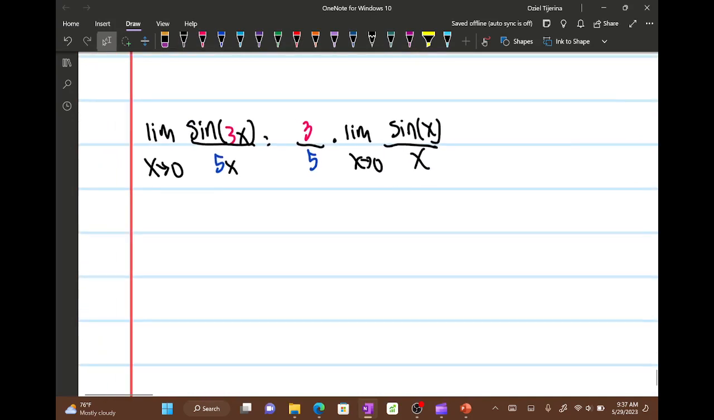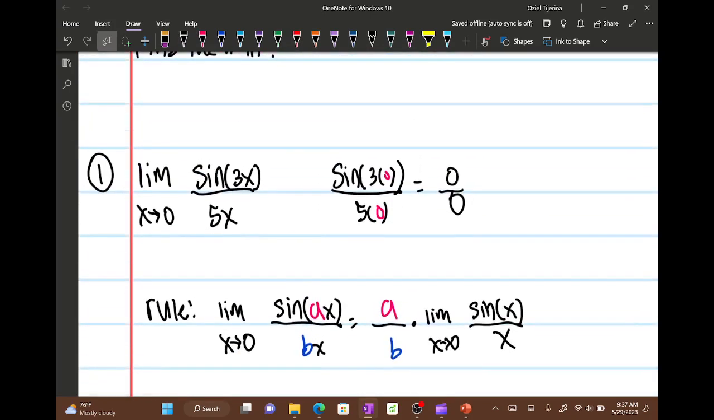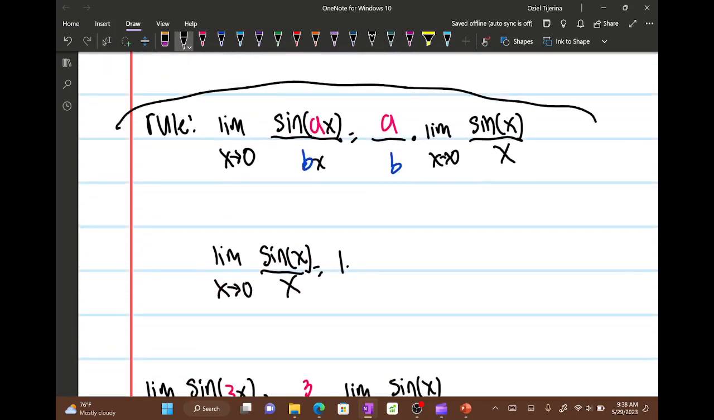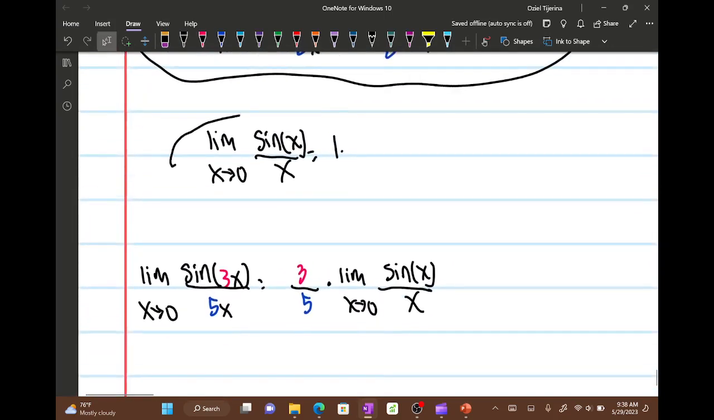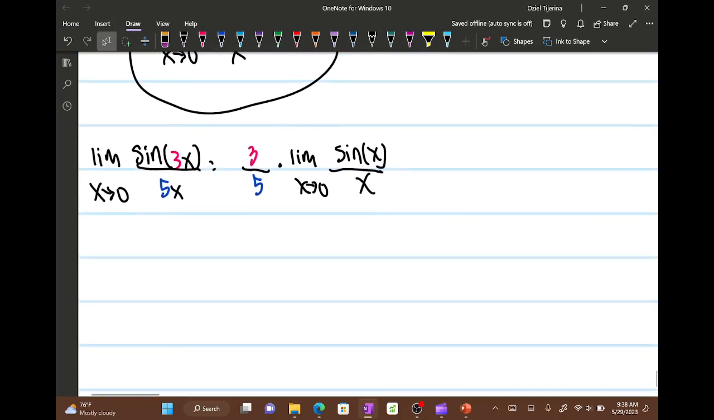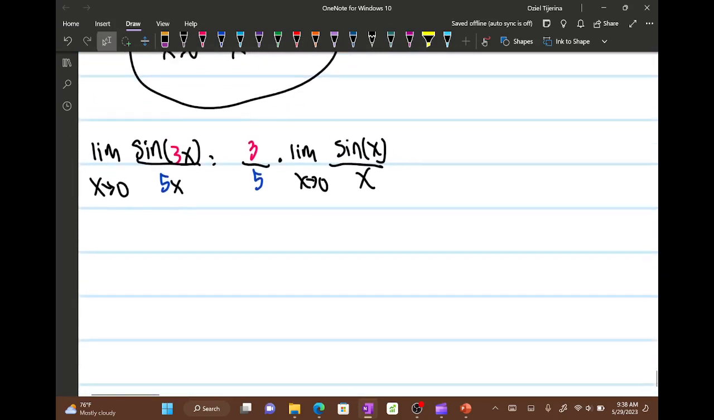This right here is the rule that we use for this. And if you've already done the graphing part for this, or the table, you already know that this is true, that basically the limit as x approaches 0 of sine of x over x equals 1.